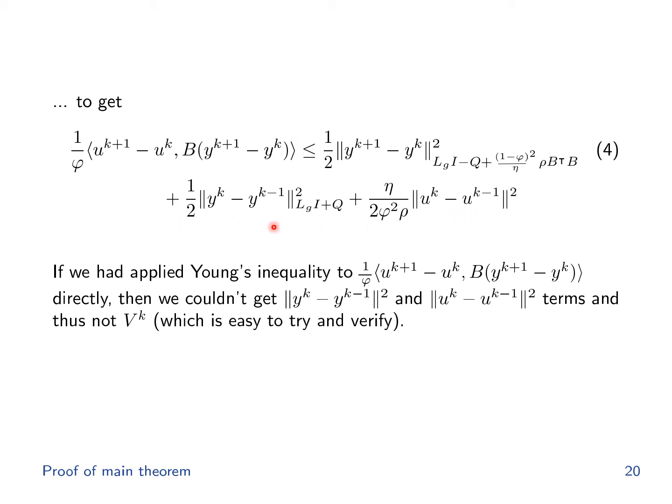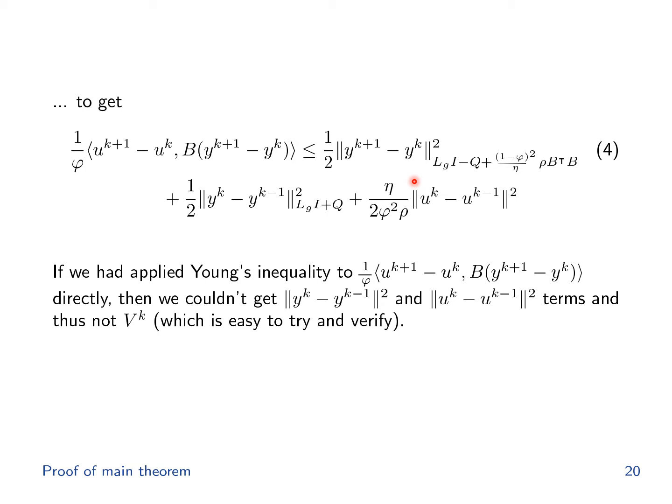The second term is non-negative because the matrix is positive semi-definite. The last term is also non-negative. However, the first term is undecided because it's unclear whether this matrix is positive semi-definite or not. If it is negative definite and yk plus 1 is different from yk, then this term is actually negative. We write it like this only to save space.